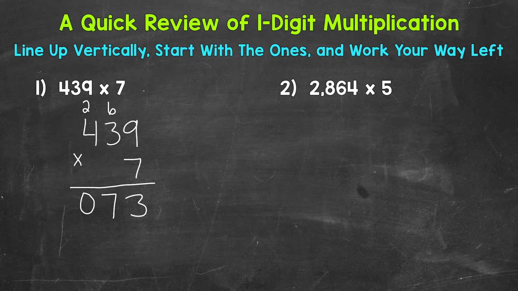Now there are no more places to the left. So let's just bring our 3 down into the thousands place. Put our comma, and our final answer is 3,073. Let's move on to number 2 and do another example. For number 2, we have 2,864 times 5. So let's rewrite this vertically.